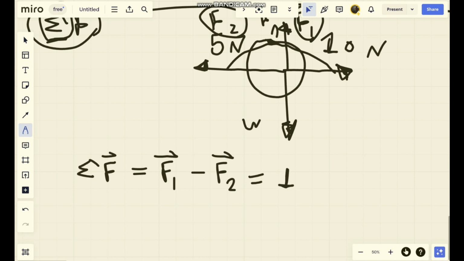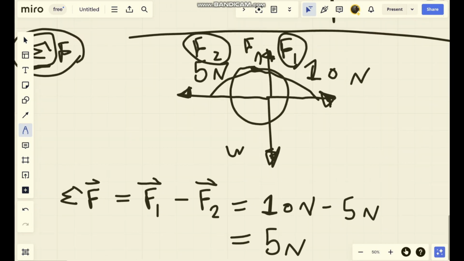Anyway, so now let's subtract them. 10 newtons minus 5. Oh, that's eating up. Somebody ate the 5. Give it back. 10 minus 5 is nothing but 5 newtons. Now, I'm going to give you a second. Can you tell me what is going to be the direction of the net force? Take a second.